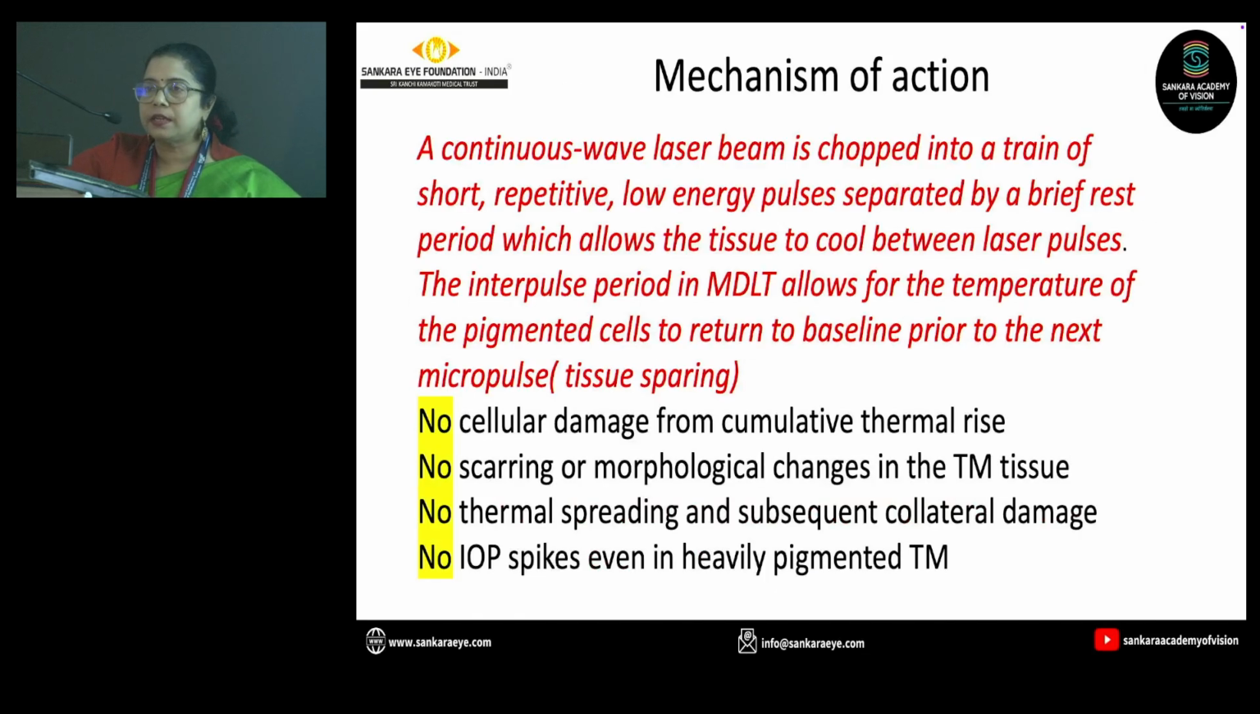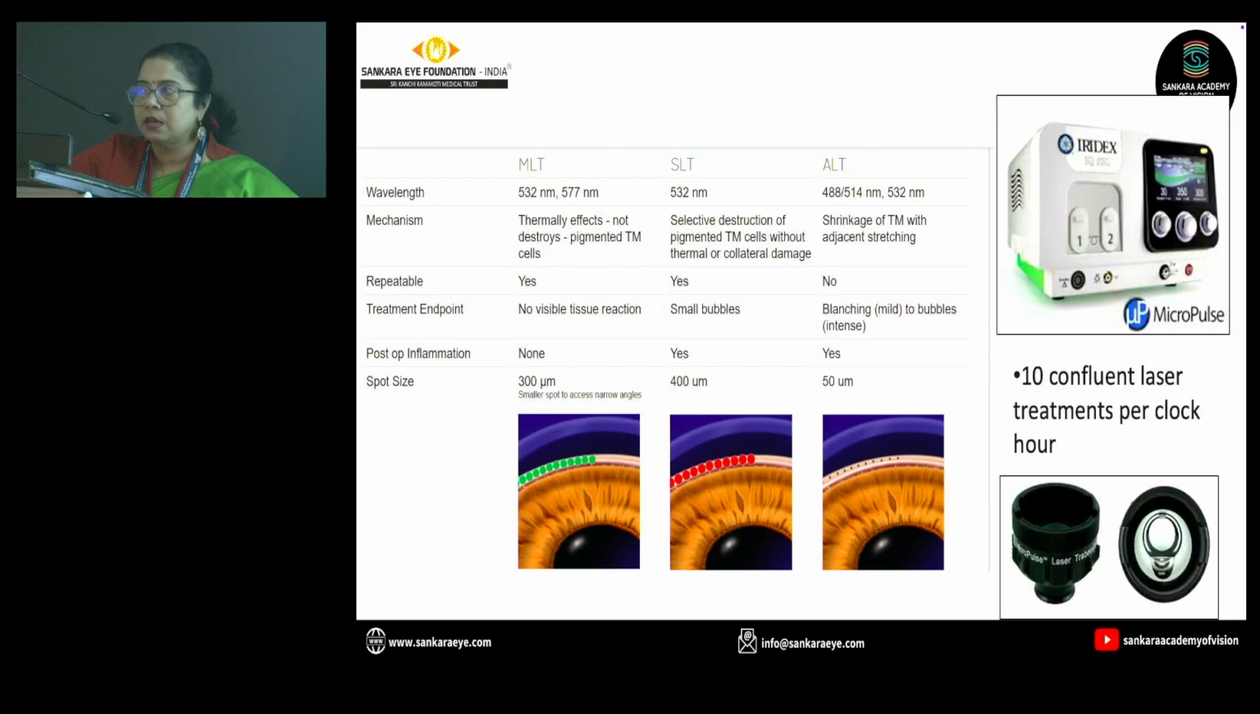Now, what is the mechanism? It's basically a continuous wave laser beam, which is cut into small, short, repetitive, low energy pulses. There is always a cooling period between these brief pulses. So, there is no evidence of any cellular damage, no scarring or morphological changes. There is no thermal spreading and no IOP spikes were noted with this procedure.